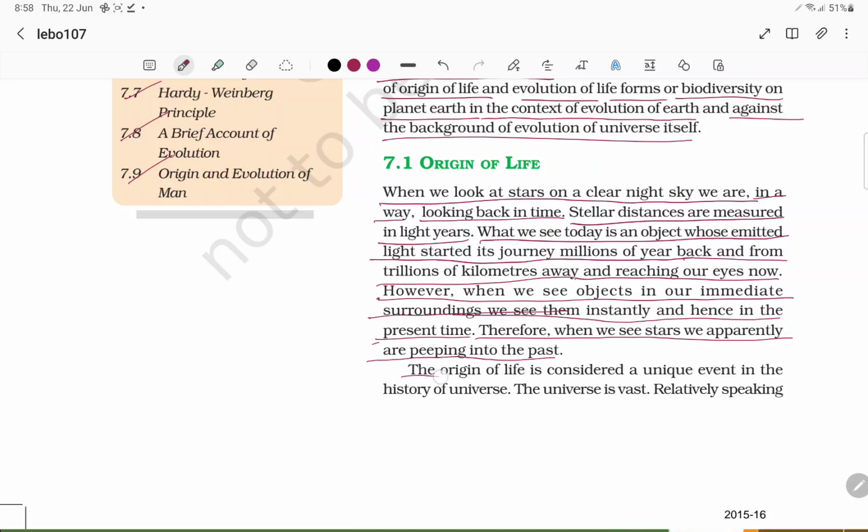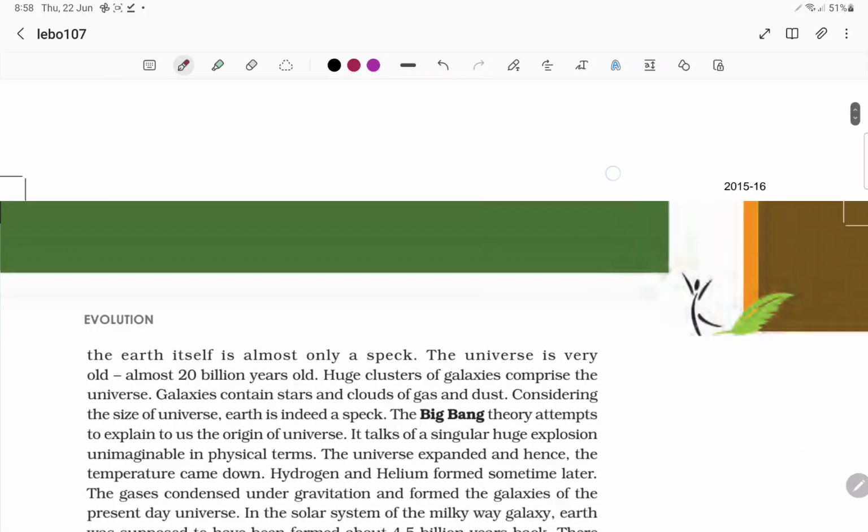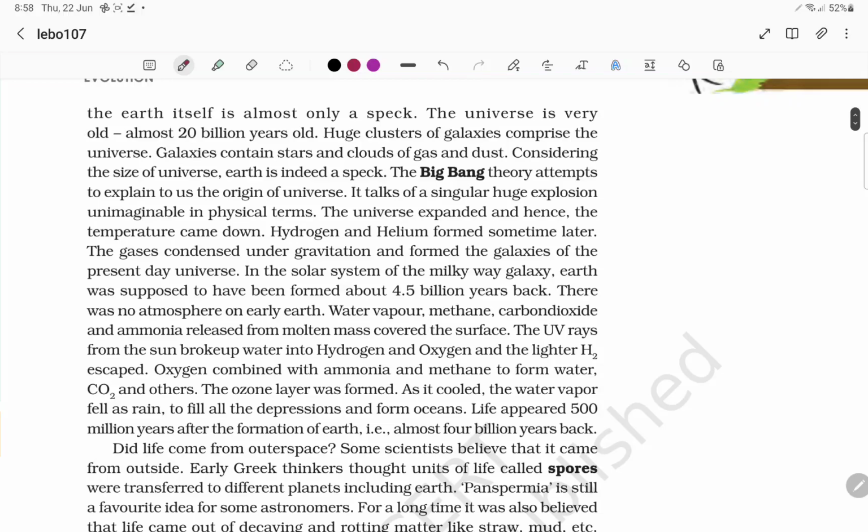The origin of life is considered a unique event in the history of the universe. So, origin of life is a unique event. Nowhere else do you have life except on the earth. The universe is vast. Relatively speaking, the earth itself is almost a speck. The universe is very old, almost 20 billion years old. Remember this thing, the universe is 20 billion years old. You have to remember this.